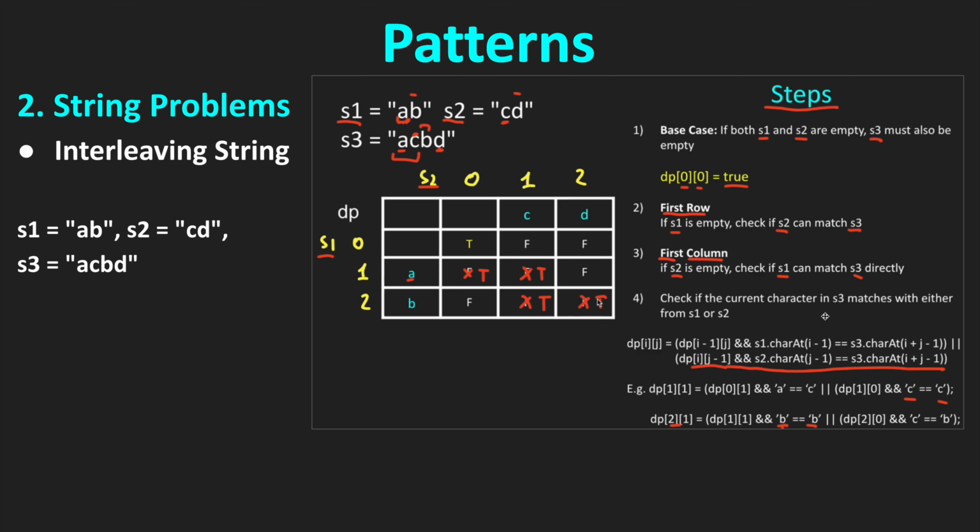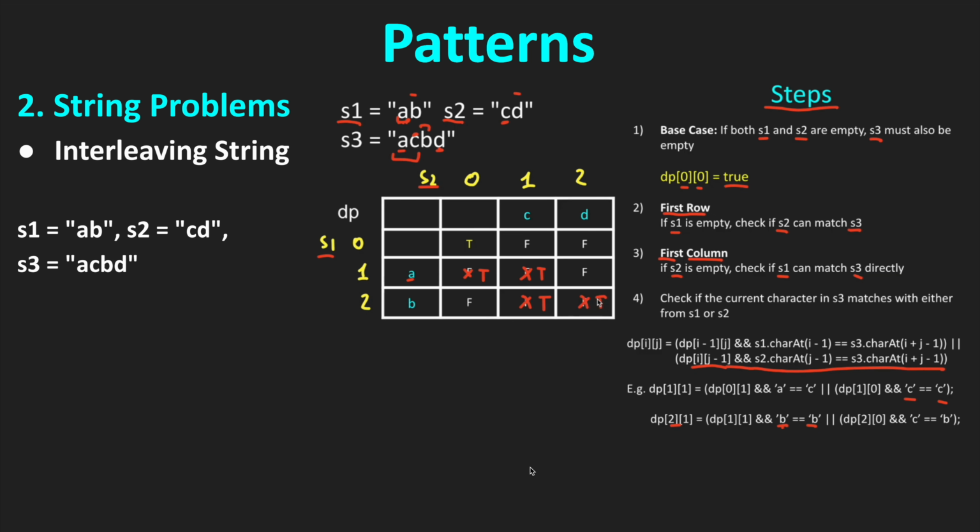And what are the steps? For the steps, we have the first one, the base case. For the base case, we are checking that if S1 and S2 both are empty, then S3 also has to be empty. So we are setting the value for 0 and 0 to true. We can always make S3 empty from S1 empty and S2 empty. So for this base case, we are setting it as true.